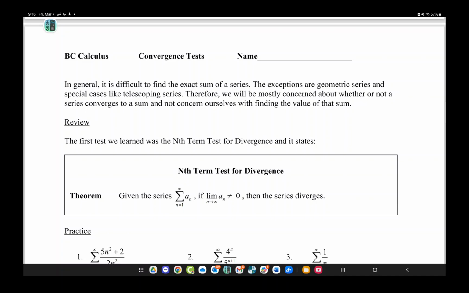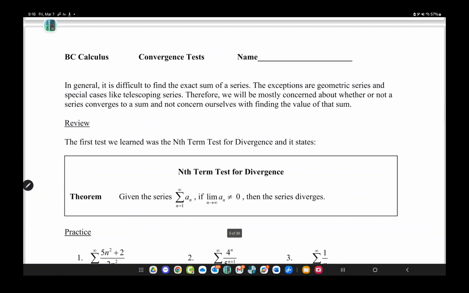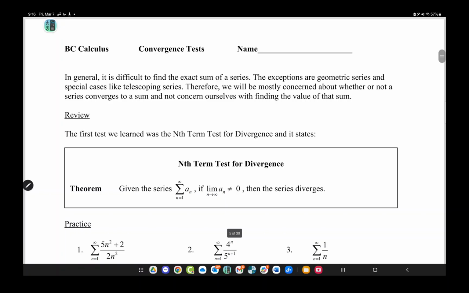All right. Good. We've talked about the n-th term test for divergence, which is just what we've already done. Generally, it's difficult to find the exact sum of series. The exceptions are geometric series, because we have a formula to find the exact sum if it converges, and special cases like a telescoping series. Therefore, we'll mostly be concerned about whether or not a series converges to a sum, not finding that sum. So it's going to be: does it converge or diverge?